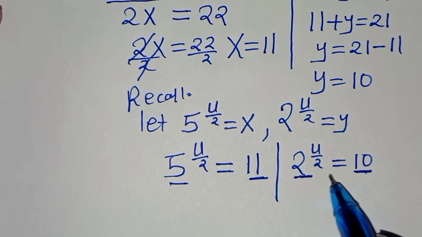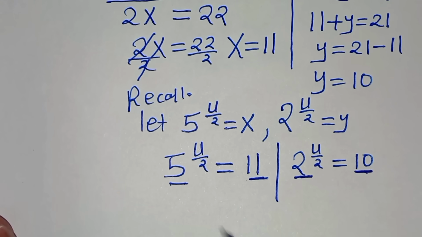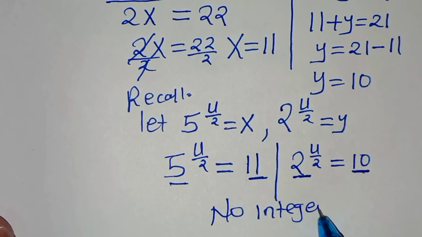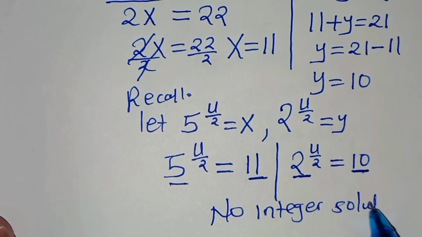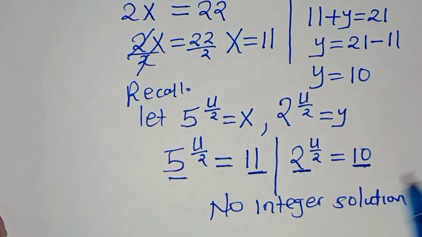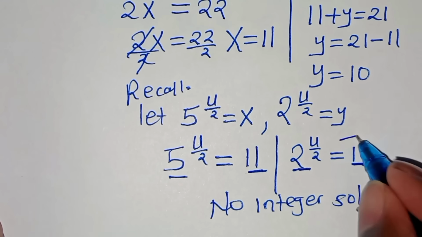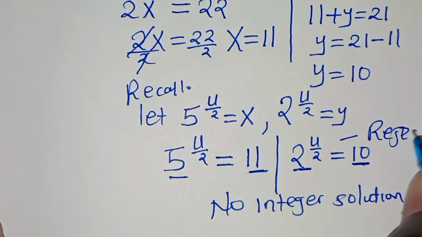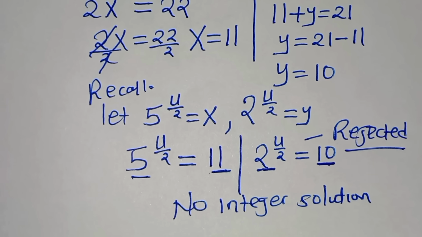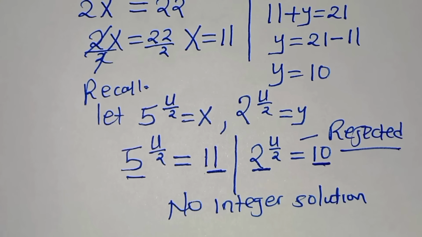Due to different bases here, there will be no integer solution that can be obtained from these values of x and y. So case 1 is rejected. Let's proceed to case 2.